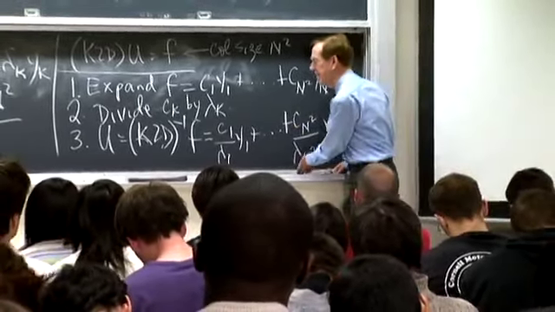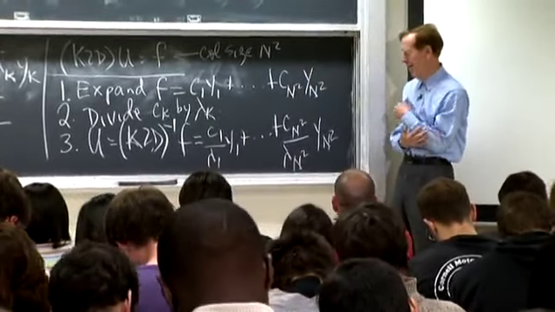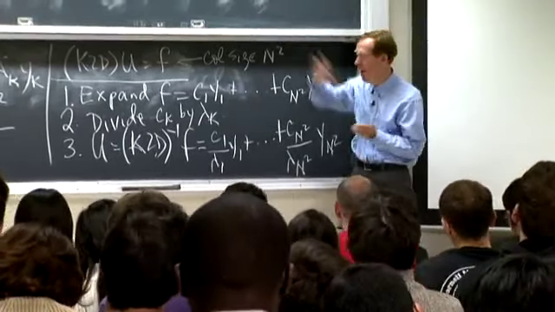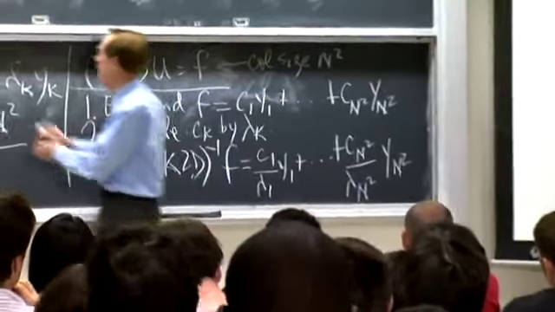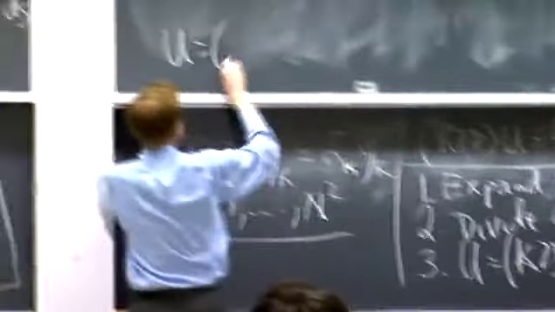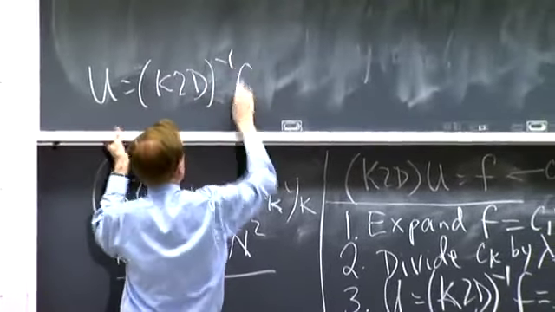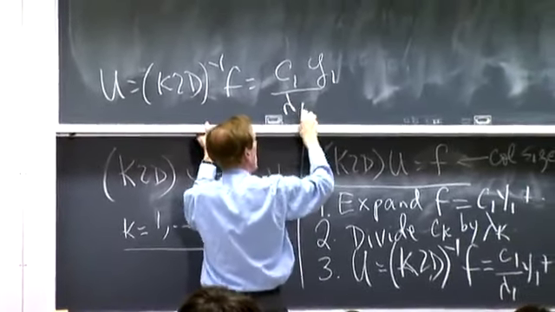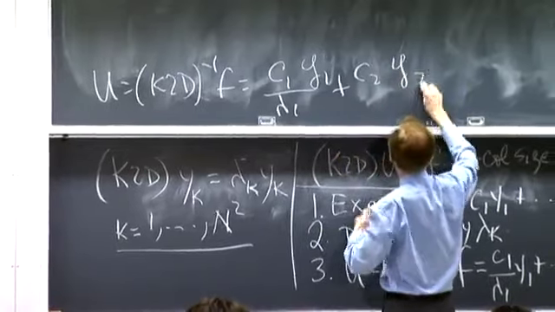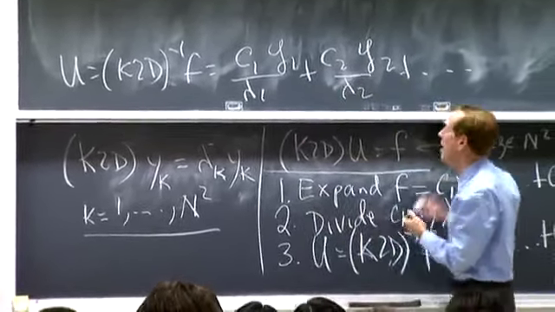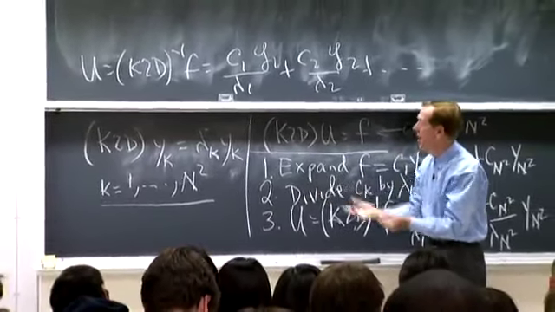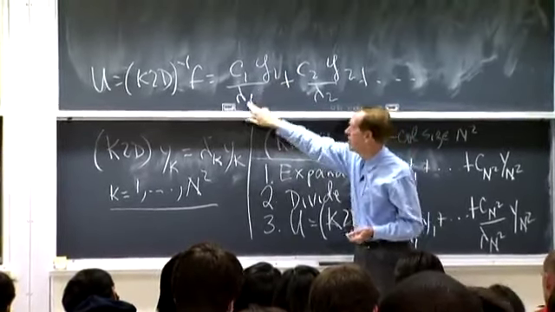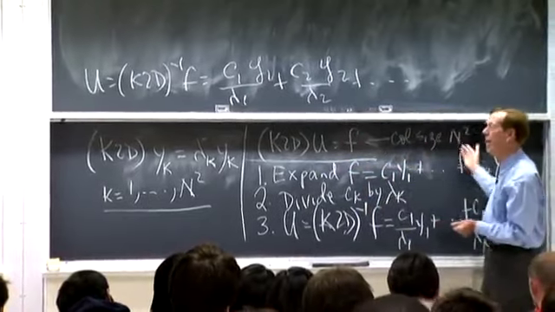Do you see? I can't raise that board, and I'm sorry. Can you see it at the back? Should I write it up here again? Because everything hinges on that. The answer U, K2D inverse F, is the same combination that gave F, but I divide by lambda 1, C2 times the second eigenvector over lambda 2, and so on. Because when I multiply by K2D, multiplying each eigenvector will bring out an eigenvalue. It will cancel that, and I'll have the original F.